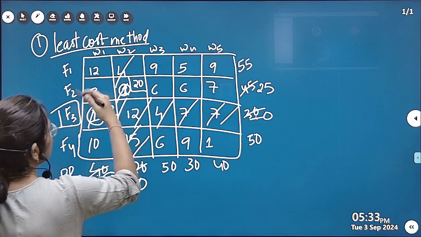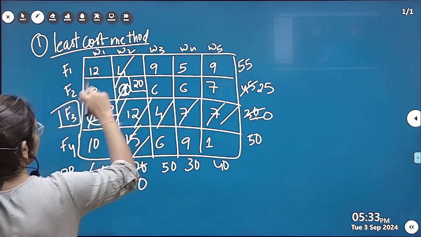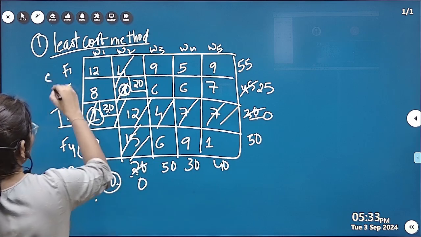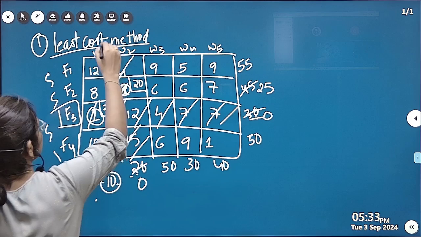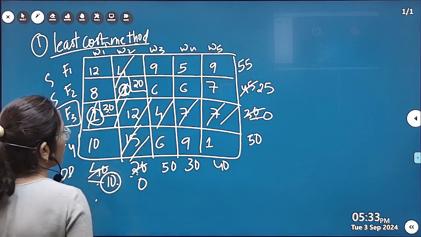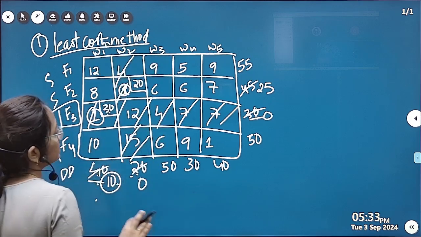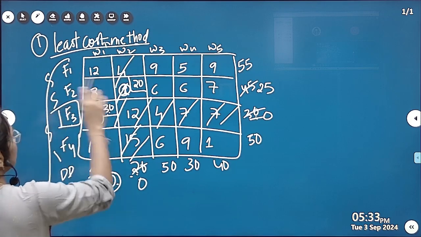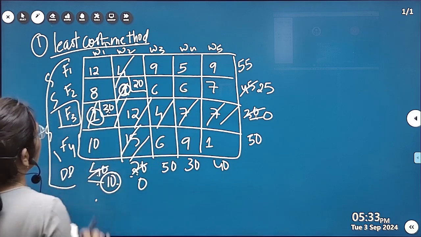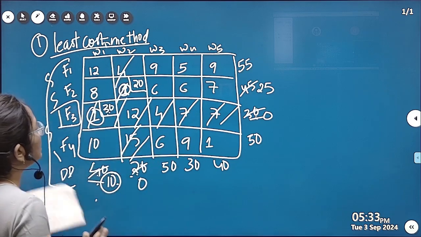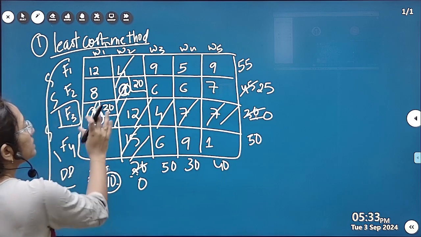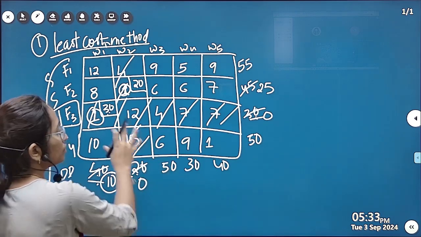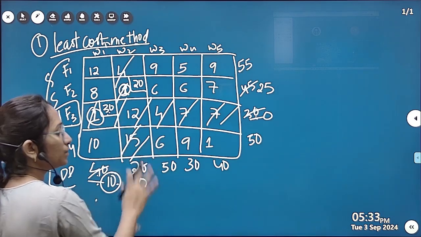For example, in this case it is factory and warehouse. In some questions you will be asked like supply. This is supply and this will be demand. But the matrix is important. You need not remember this F2, F3, but this matrix is important. In the method they are telling least cost. So the least cost should be finished first. Least cost should be reduced first.